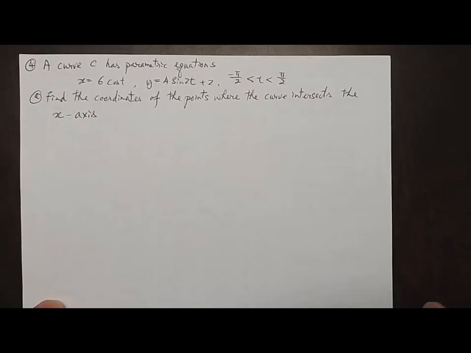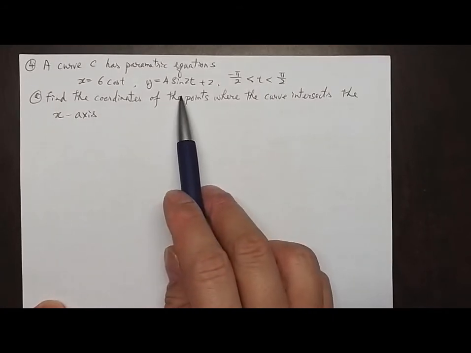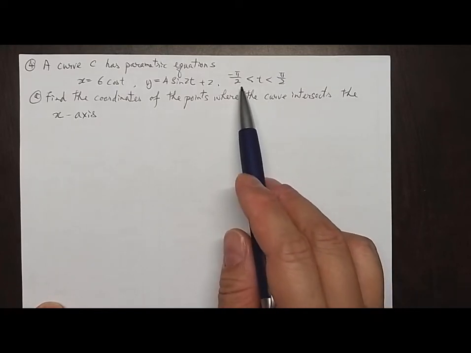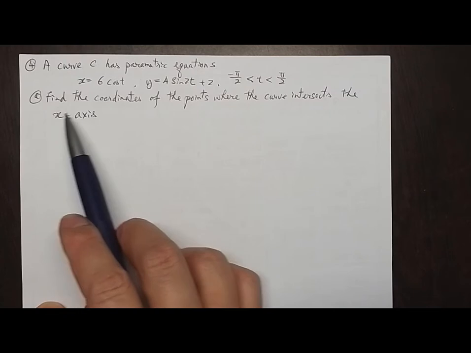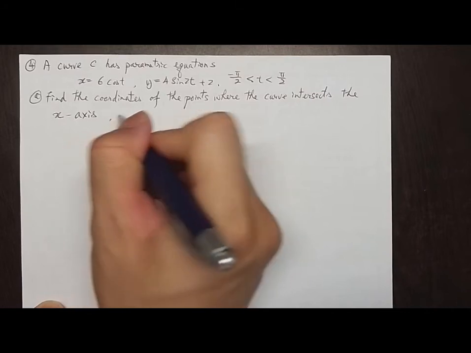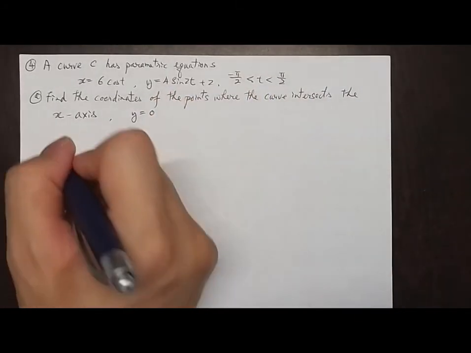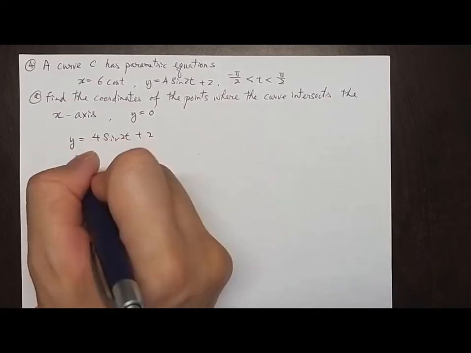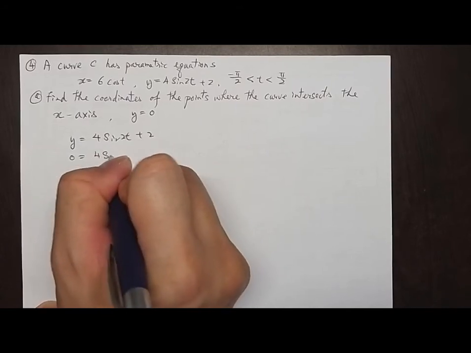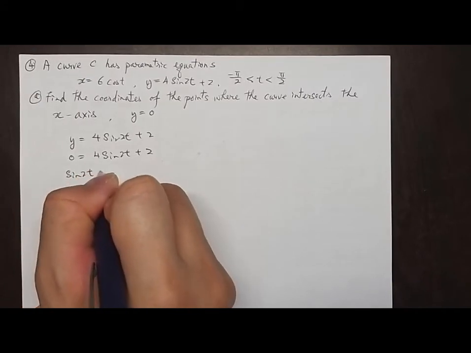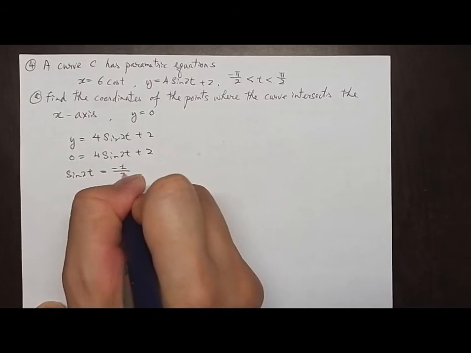Question number 4, a curve C has a parametric equation, x equal to 6 cosine t, y equal to 4 sine 2t plus 2, and t is from minus pi over 2 to pi over 2. We have to find the coordinates of the points where the curve intersects the x-axis. When the curve intersects the x-axis, y is equal to 0. So we got y equal to 4 sine 2t plus 2. Y equal to 0, this means 0 equal to 4 sine 2t plus 2, and sine 2t is equal to minus 1 over 2.